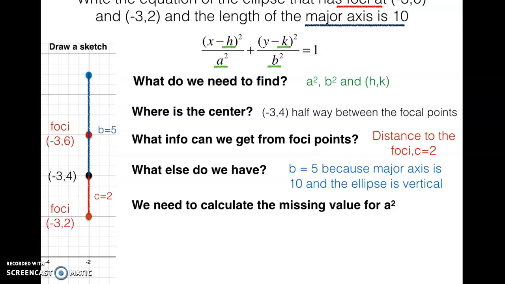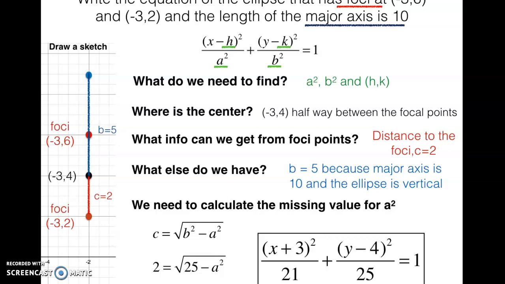What else do I need to calculate? Well, I still need a squared, so I have c is equal to the square root of b squared minus a squared. I have c, I have b, and once I solve for a squared, I get a squared is equal to 21. (x plus 3) quantity squared, over 21, plus (y minus 4) quantity squared, over 25 equals 1, is the ellipse that has the focal points (-3, 6), (-3, 2), with a major axis of 10.